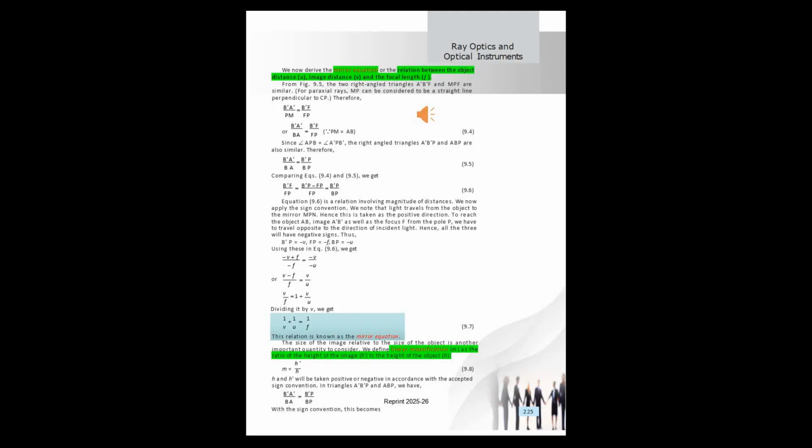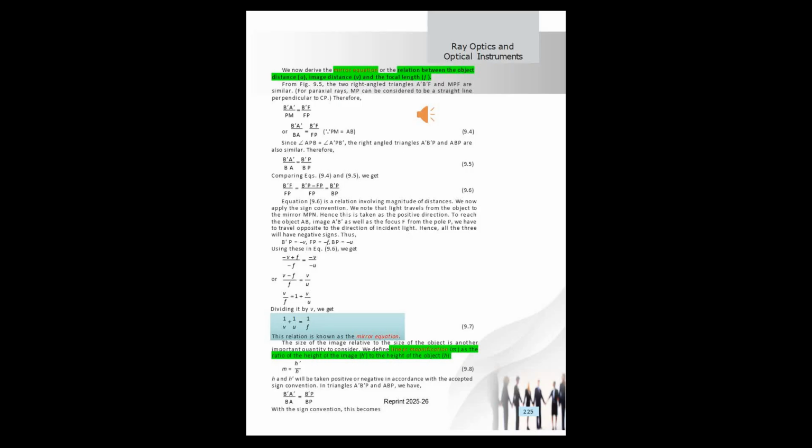Using this in equation 9.6, we will get the expression as v/f is equal to 1 plus v/u. Dividing this equation by v, we will get 1/v plus 1/u equal to 1/f. So this relation is called the mirror equation.